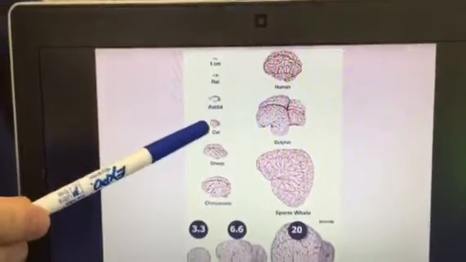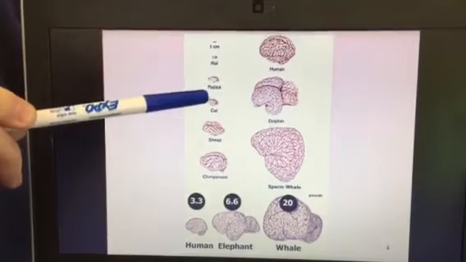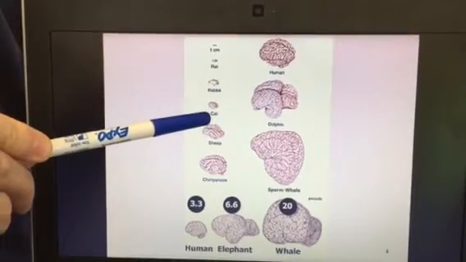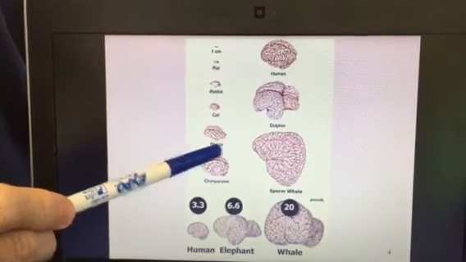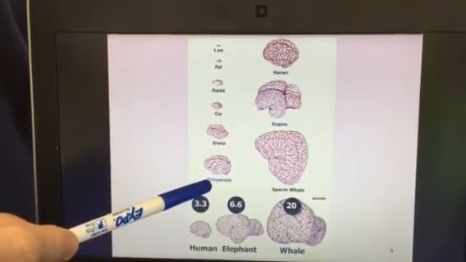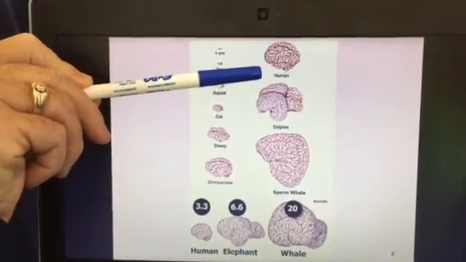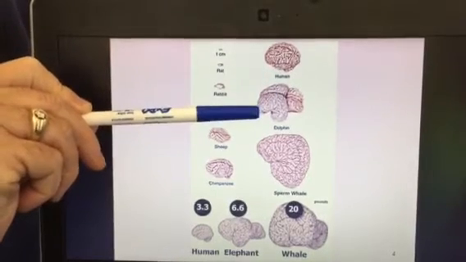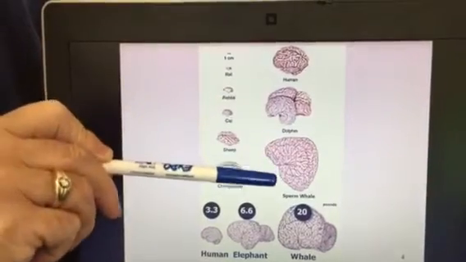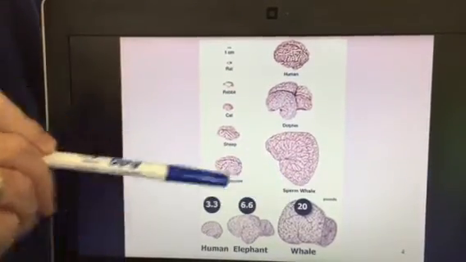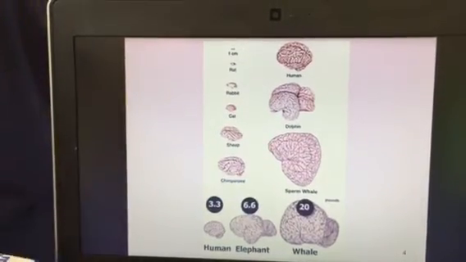Here you can see that we're going to compare the size of a brain in a rat to that in a rabbit, to that in a cat, to that in a sheep, to that in a chimpanzee, a monkey. Then up here, you get up to the human brain, the dolphin brain. Notice the dolphin brain is actually bigger than the human brain, and the biggest brain of all is found inside the whale. So all animals have brains. Next slide.